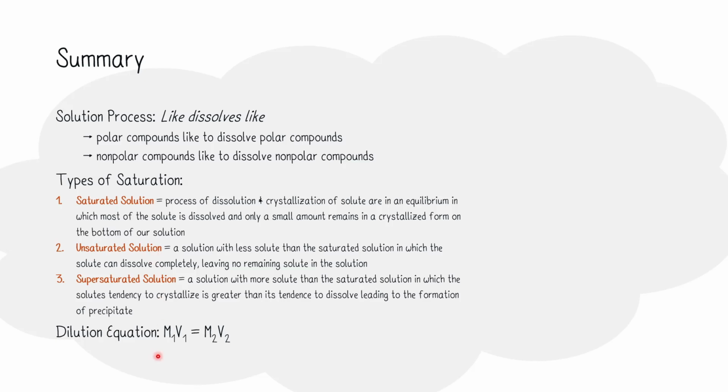And the dilution equation is M1 times V1 equals M2 times V2, M being the concentration and V being the volume in liters.